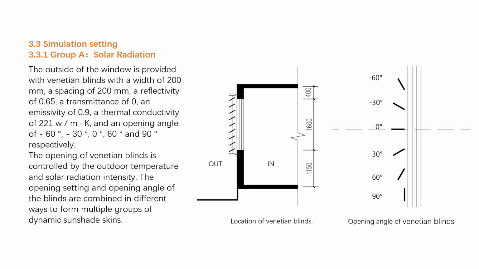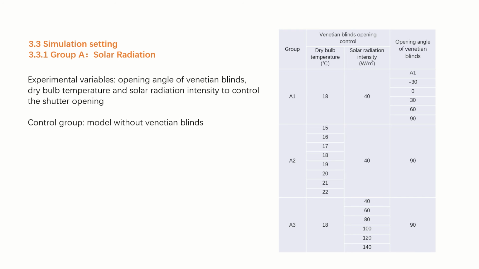For Group A, we added ventilation blinds on the outer glass layer and the dynamic facade to adjust solar radiation. Its variability is that the opening and opening angles of the blinds change with solar radiation and outdoor temperature. Therefore, these three factors were simulated as variables. At the same time, the model without Venetian blinds was used as a control group.